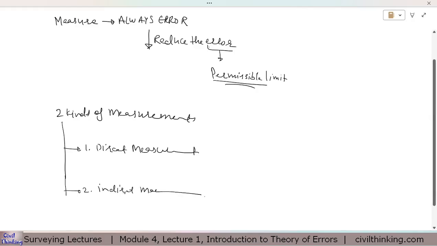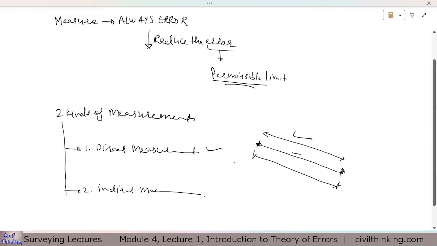For example, you have two points on the ground. If you want to measure the distance between them, you might use a chain, a total station or a tape. You begin the chain or tape from here and spread it to the other point, and you will know the distance between the two points. That is known as direct measurement.